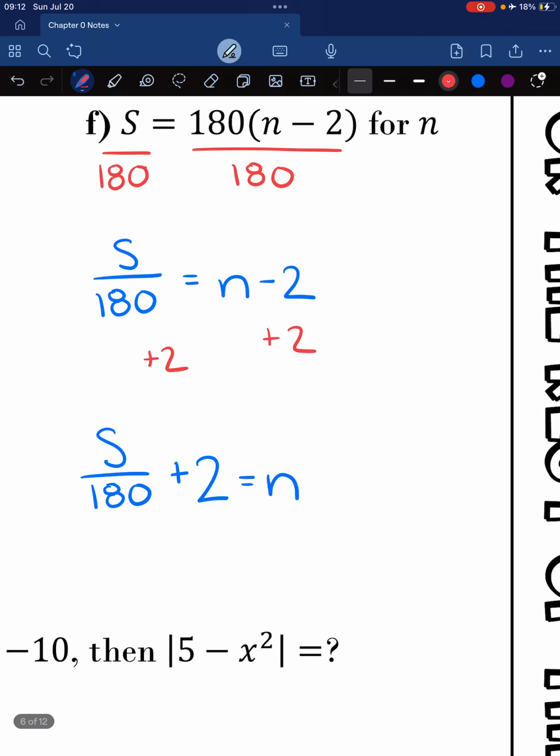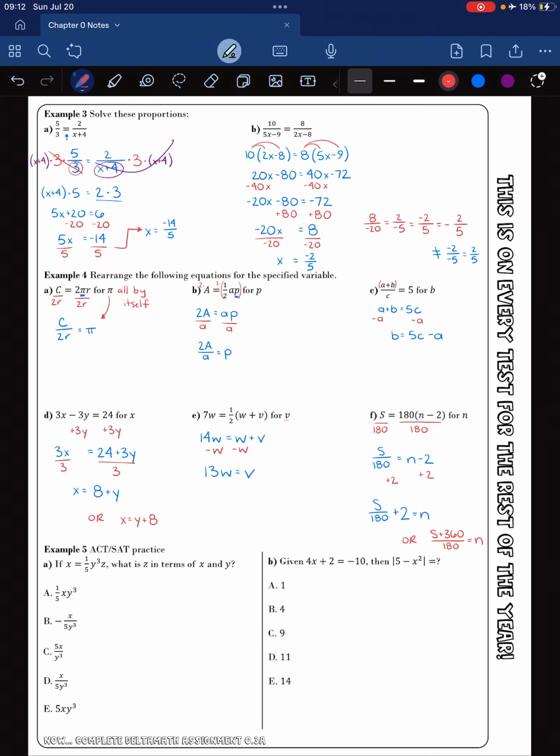If we wanted to put it in the numerator, or maybe if you distributed at the beginning of the problem, you would basically end up with a common denominator. You end up with s plus 360 over 180, right? Because 360 over 180 would simplify to 2. So both of those are perfectly correct. My way's not any better. It was just faster for me to solve it that way.